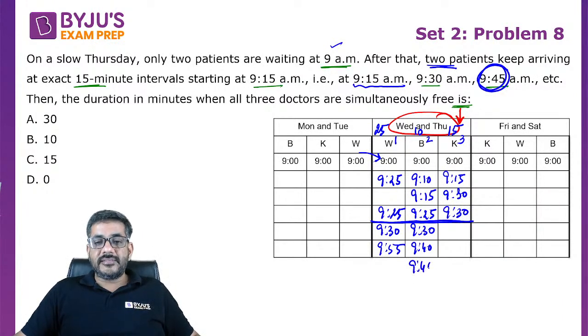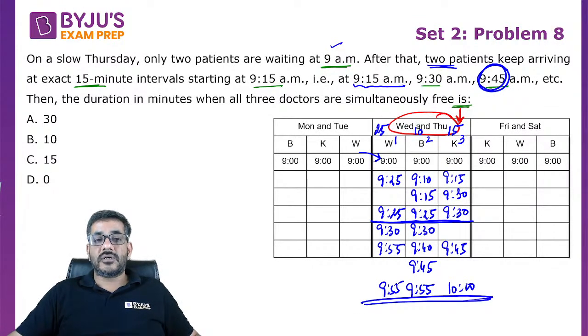एक 9:45 पे इसके पास चला जाएगा. This guy would be free at 9:55. This person would be free at 10 o'clock. This person would be free at 9:55. But the next two patients are going to appear at 10 o'clock. So again, at 10 o'clock, the situation would repeat itself.